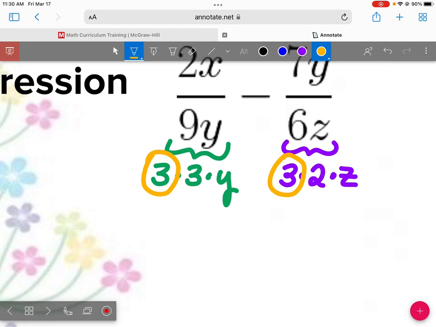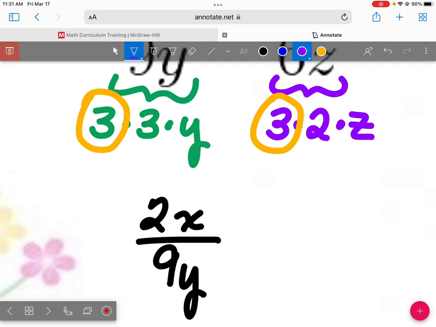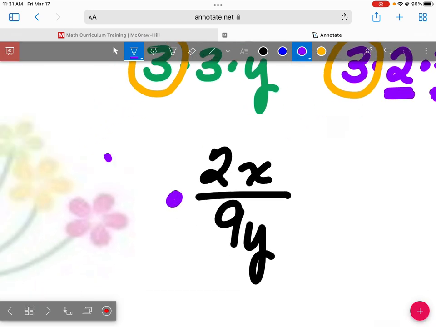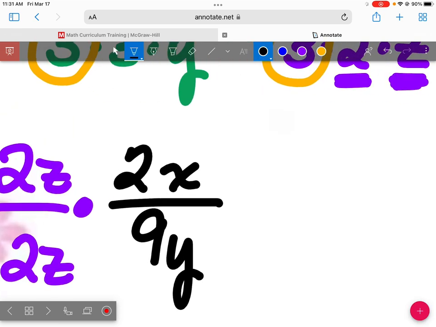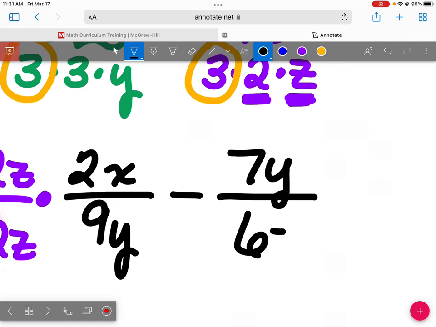If they already have it in common, I don't need to multiply by it. What does the second fraction have in its denominator that the first one does not? What does the second denominator have? It has a 2 and a z. So I'm going to multiply this first fraction, top and bottom, by 2z. Bring my subtraction down. 7y over 6z.